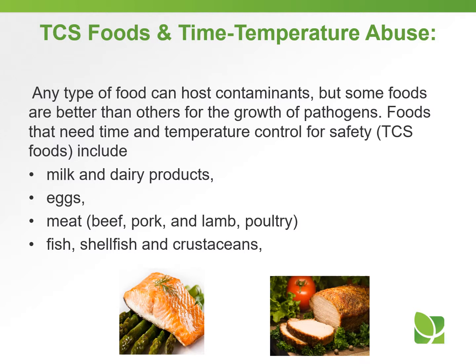TCS foods and time temperature abuse. Any type of food can host contaminants, but some foods are better than others for the growth of pathogens. Foods that need time and temperature control for safety, TCS foods, include milk and dairy products, eggs, meat such as beef, pork, and lamb, poultry, or fish, shellfish, and crustaceans.